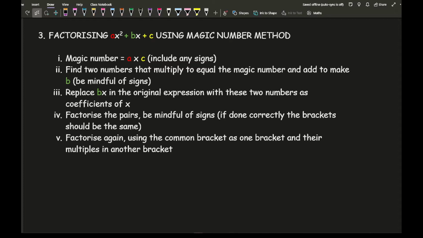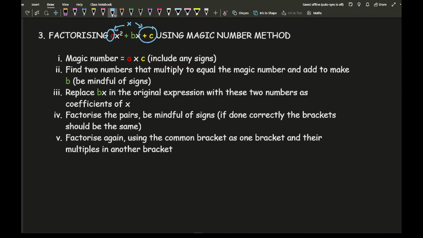So looking at step 1, the first thing we want to do is find the magic number. Now, with these complex quadratics, you'll always have something x squared plus or minus something x plus or minus something, c, in which b and c could be 0. So just be mindful of that. Now, the magic number is basically multiplying this number here with this number here, including any signs. So I just multiply those two numbers together and that will give me the magic number.